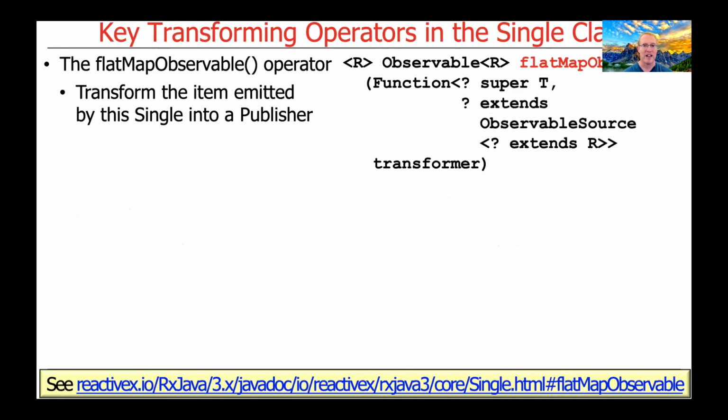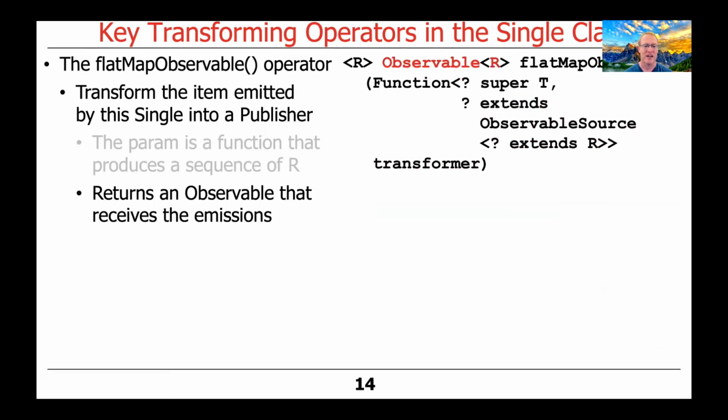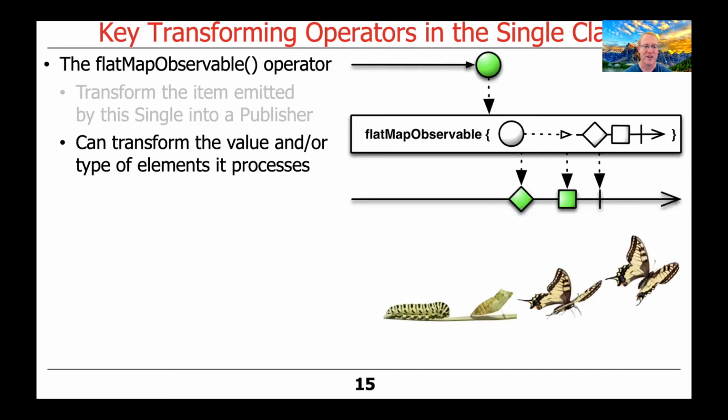Let's now turn our attention to the flatMapObservable operator, which is basically used in a more generalized way to return an Observable from something that starts out as a Single. So we can see here that this operator is used to transform the item that's emitted by this Single into a publisher. The parameter that's passed in is a function that produces a sequence of R, where R is the parameterized type we're dealing with for this operator. Therefore, what gets returned is an Observable that receives the emissions. And we'll talk more about Observable later when we get to the Observable part of the course.